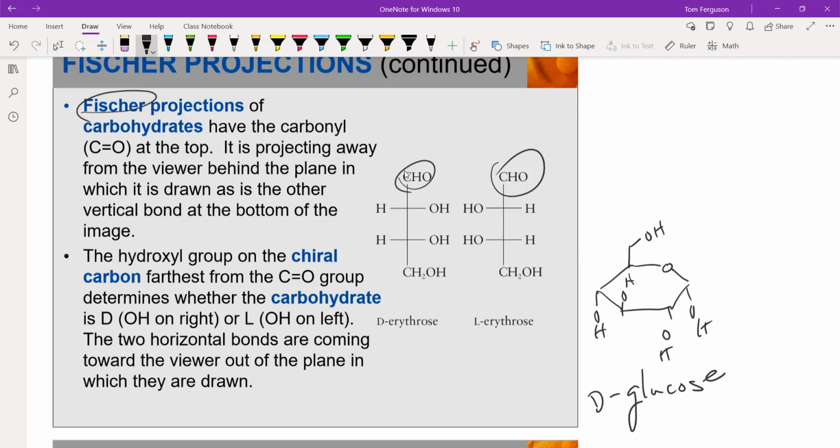And this happens to be an alpha D glucose. That is the way that we normally see glucose. We normally don't see glucose in a long vertical Fischer projection.